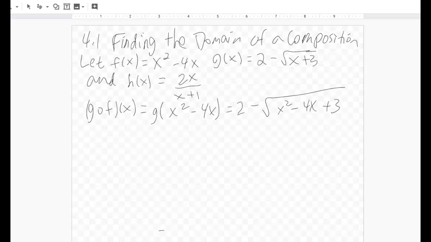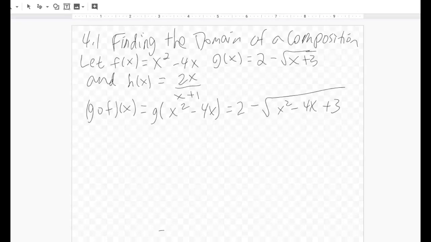Hi everybody, we're going to be focusing on finding the domain of a composition in this video. We're going to let f of x equal x squared minus 4x, g of x equals 2 minus the square root of x plus 3, and h of x equals 2x over x plus 1. We're going to use these three functions to find the domain of a few compositions. Let's begin with g composed with f of x.